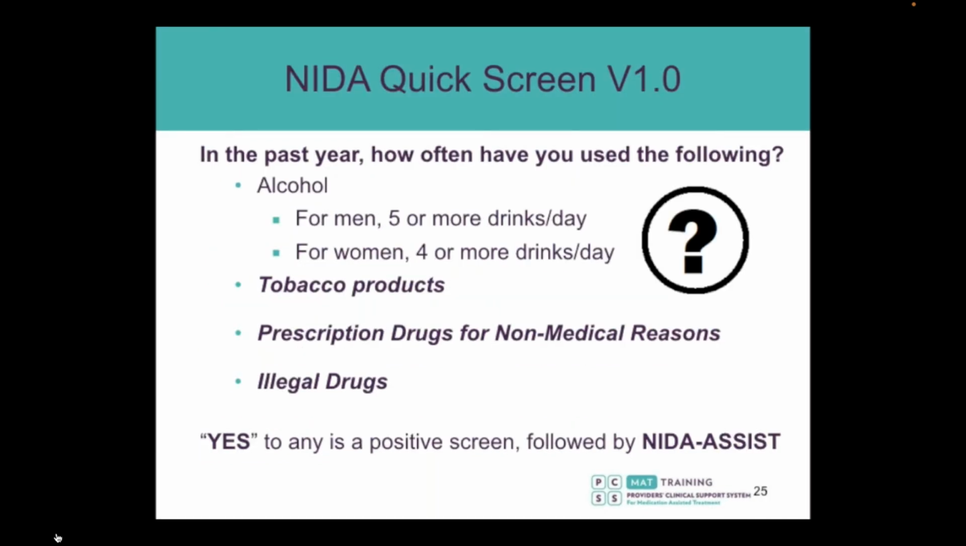Here we are back looking again at the NIDA quick screen. We looked at it the first time primarily for alcohol, and now we're seeing the tobacco, prescription drugs, and illegal drug questions. And again, just remembering that this is past year use. If the answer to any of these questions is yes, then you would move on to the NIDA-ASSIST.